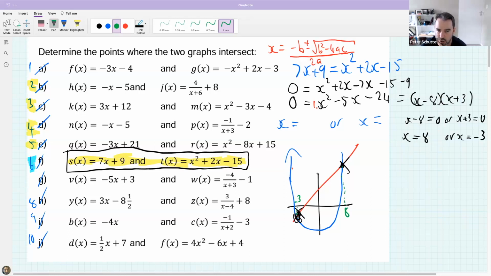But I want to know, what are the y values that are going to go with each of these x values? Because I need a full intersection point. So I want you to work out what y values you think would go with those x values.